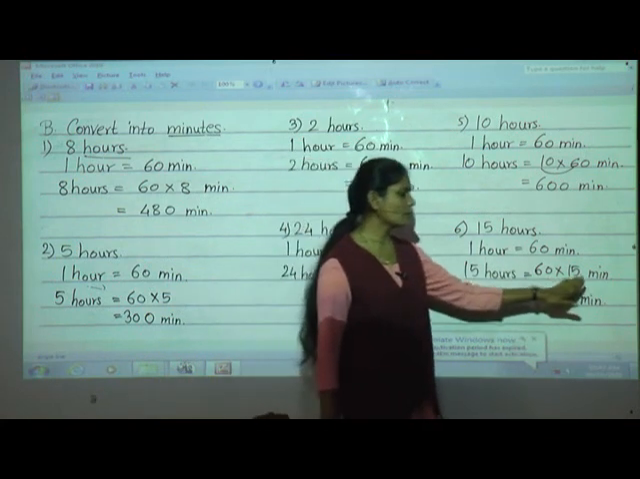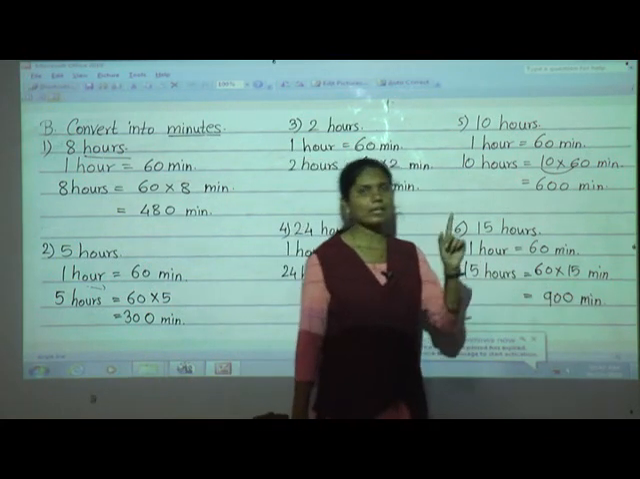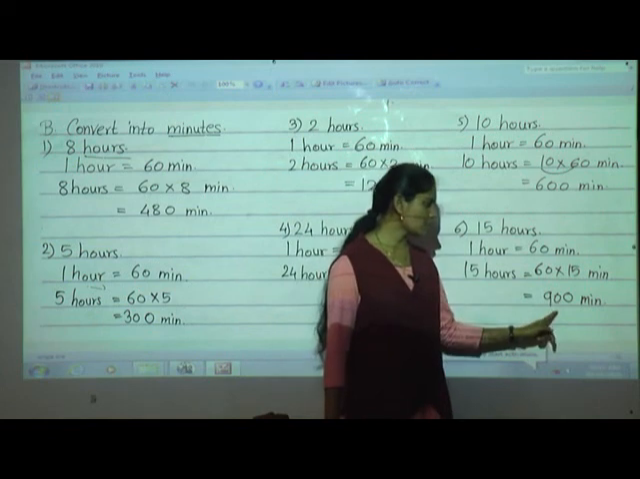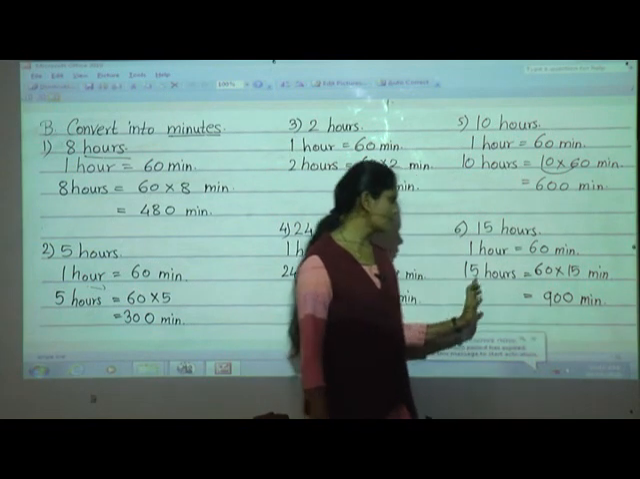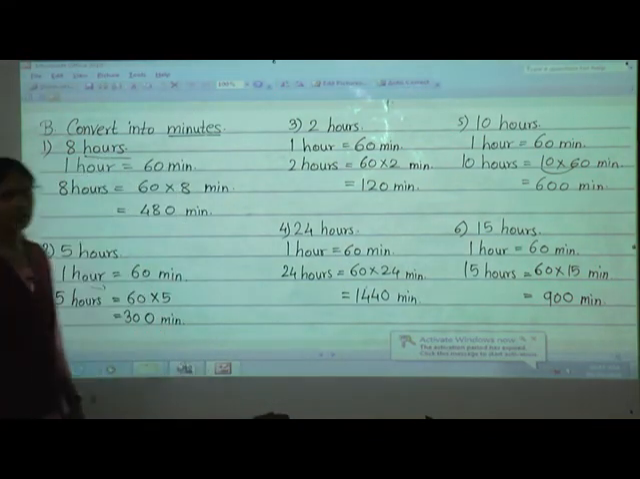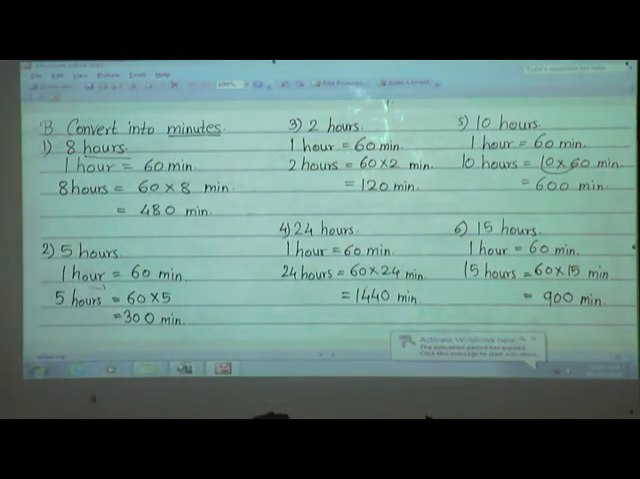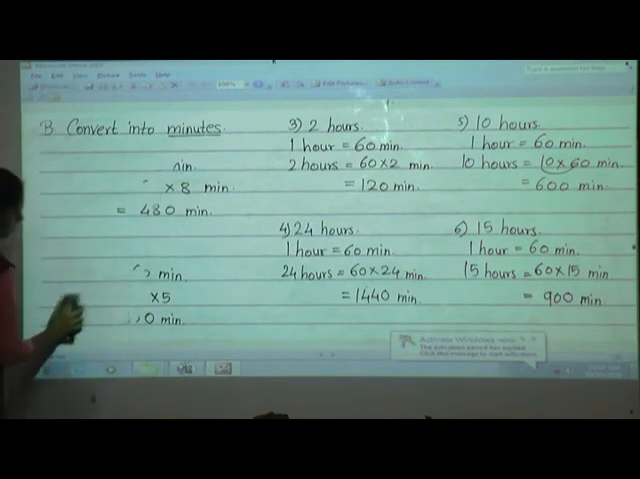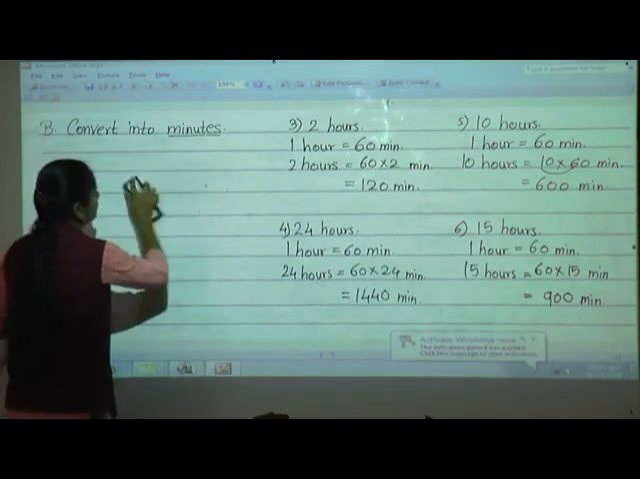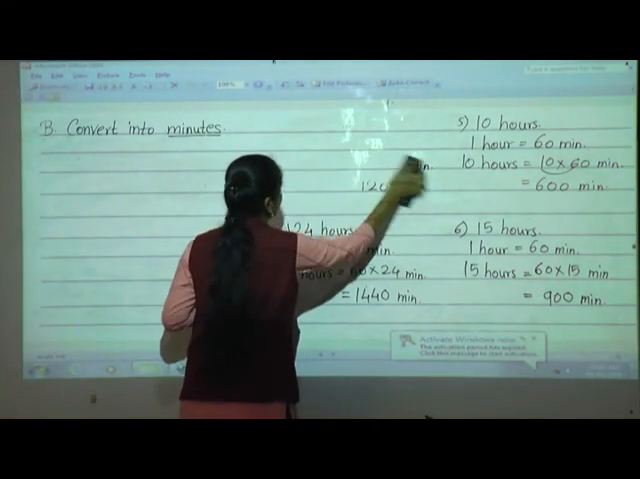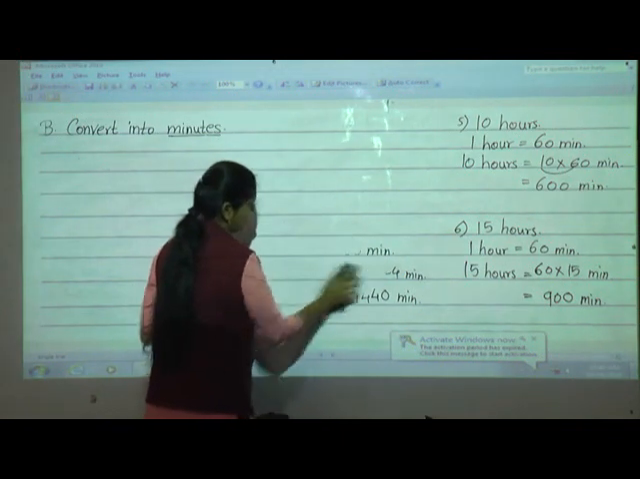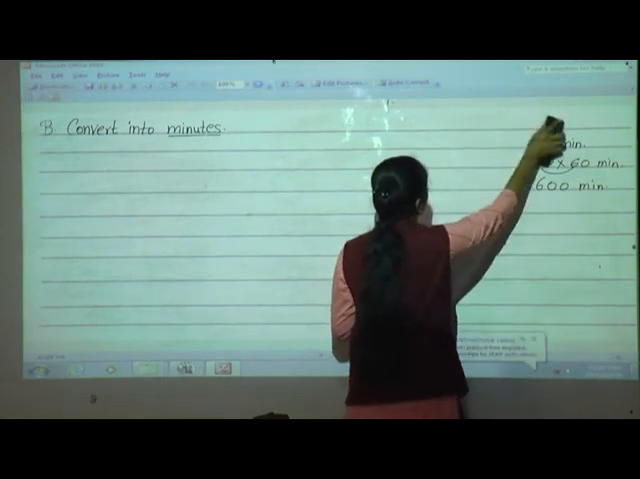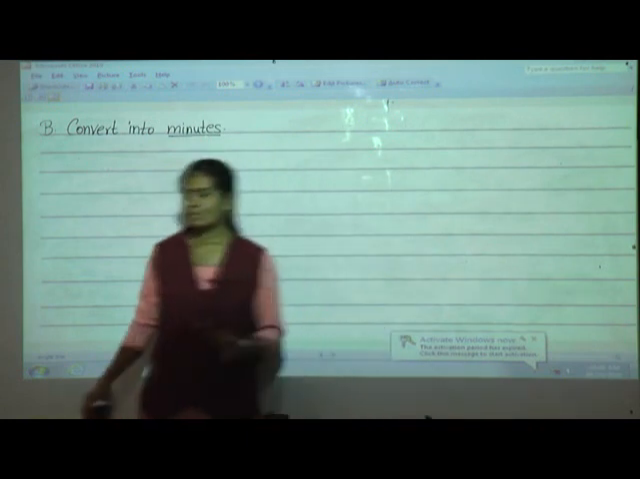How? 60 into 15 you have to do, because 1 hour is equal to 60 minutes. So 15 hours is equal to 60 into 15. After multiplication you will get the answer 900 minutes. So 15 hours is equal to 900 minutes. Clear? Okay. Now see the next example.